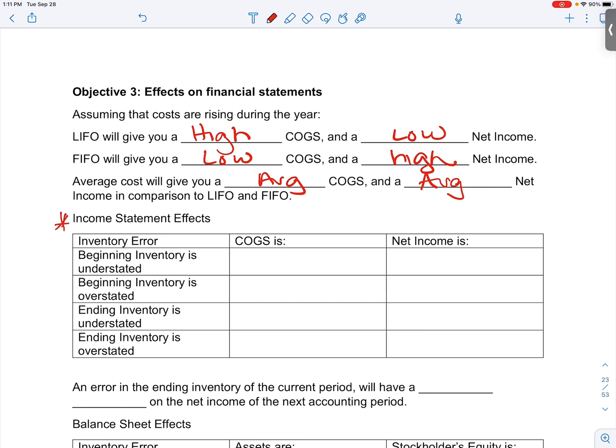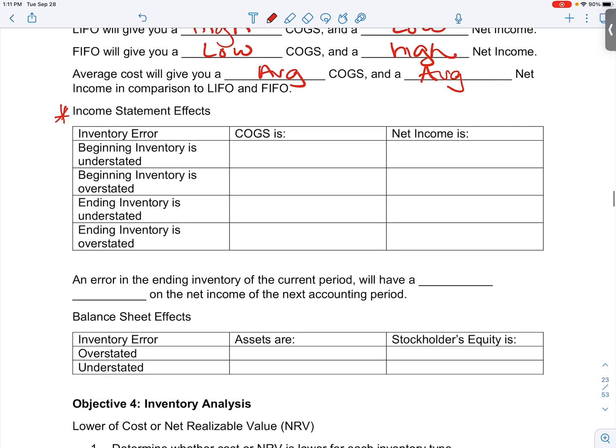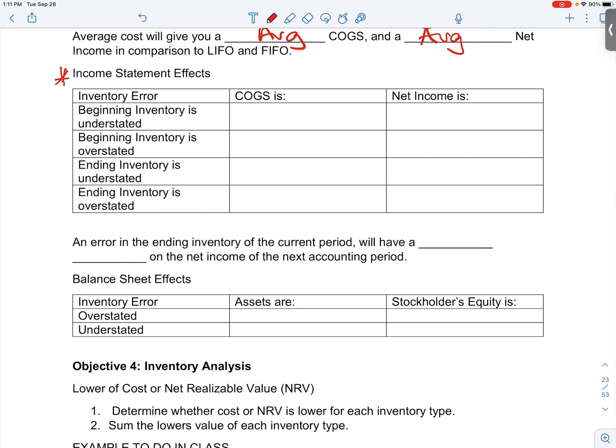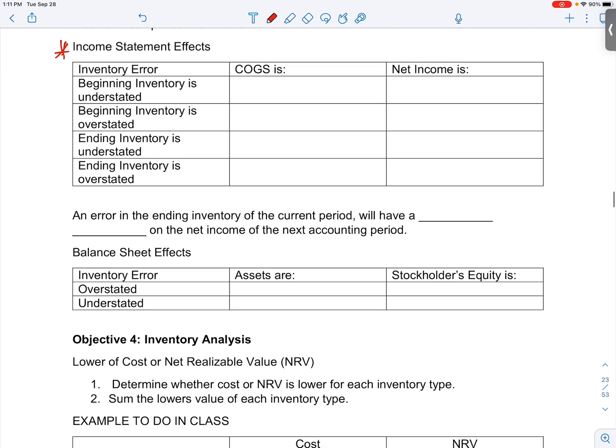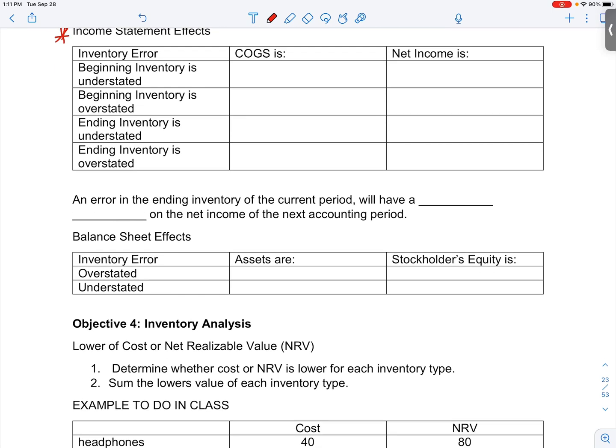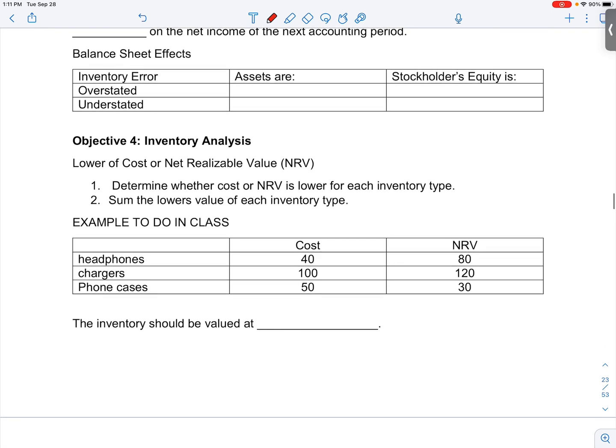Find this in your book. Understand, not only memorize, but understand the effects of cost of goods sold being an expense and having that impact on net income. Go through, make sure you understand the inventory errors and what's going to happen there. These are all just things you can copy.